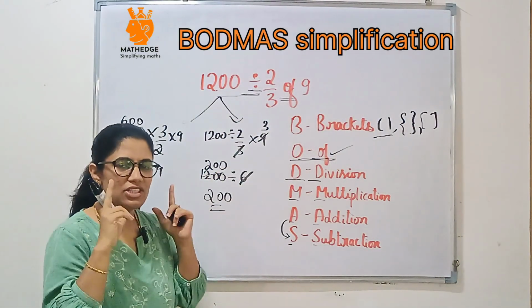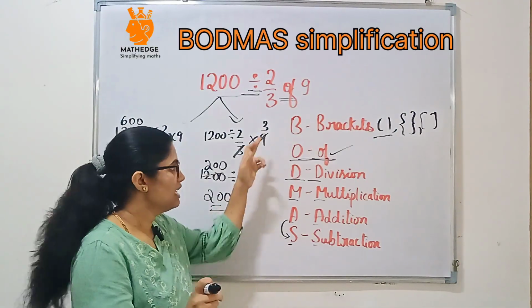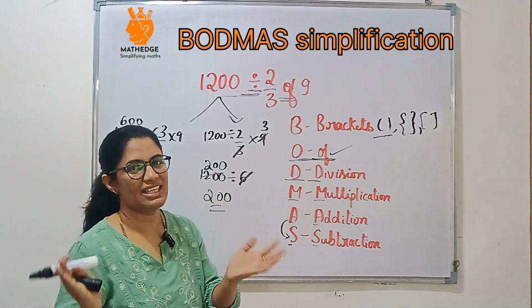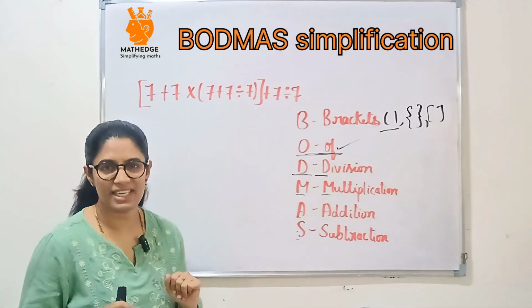So while solving BODMAS, you always remember the order of operation. Means first which operation you need to follow. You can just remember as BODMAS. First division, after that multiplication, addition and subtraction, right? Let's move on to next type of expression.